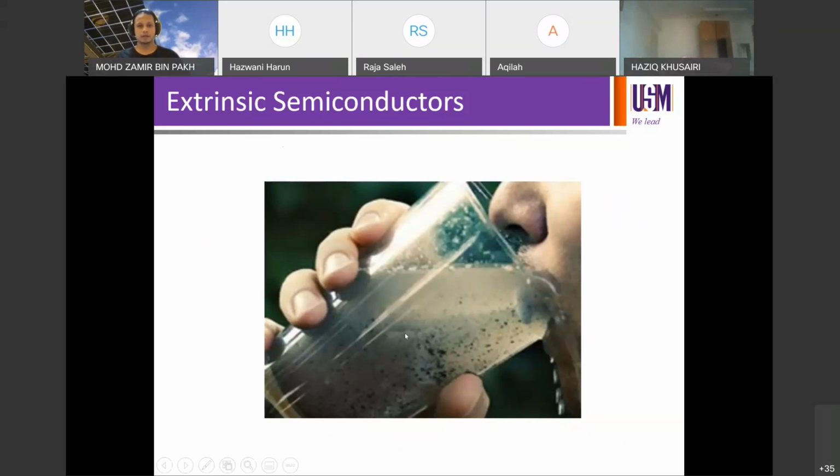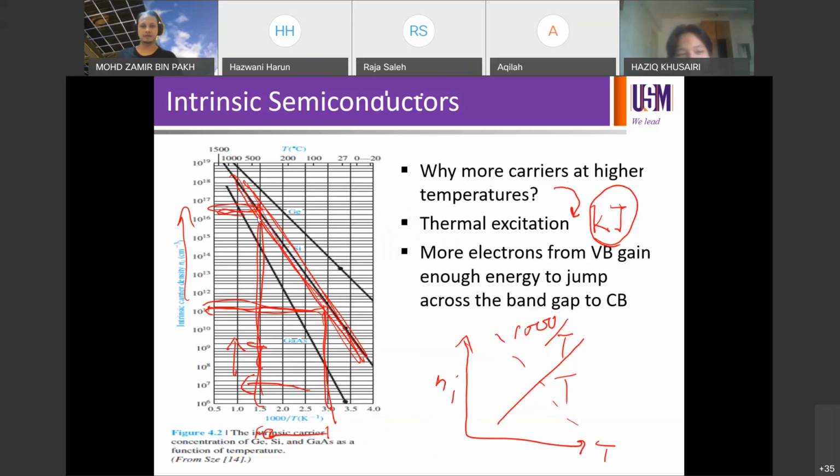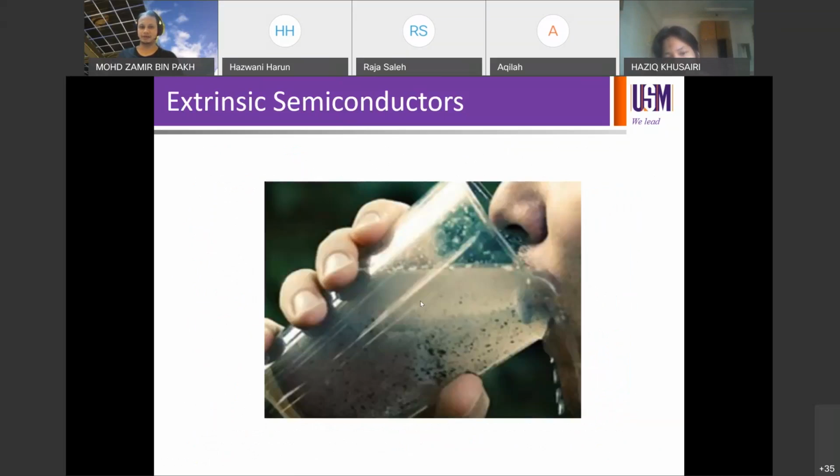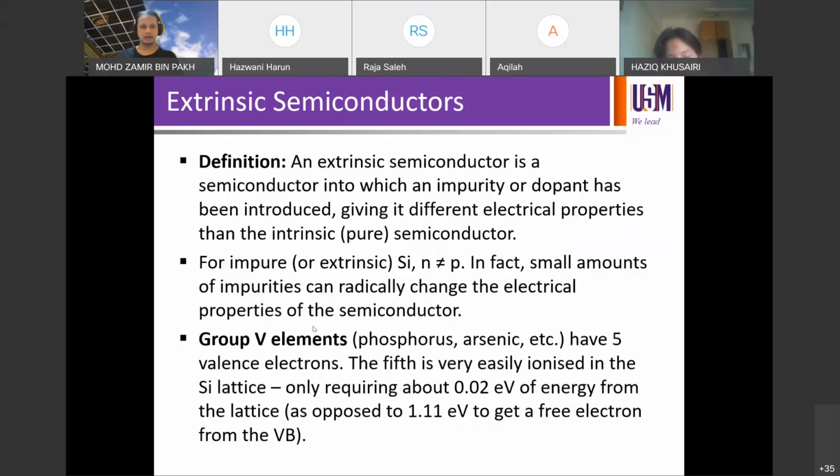So extrinsic semiconductor is no longer pure. Nasib baik tak puasa lagi ya. If it's a fasting day, then maybe you'll be thirsty already by now. Extrinsic is no longer pure. Intrinsic is, if you like, mineral water. Then extrinsic is something else. You put something in there, like cincau, lengkong. Okay, whatever.